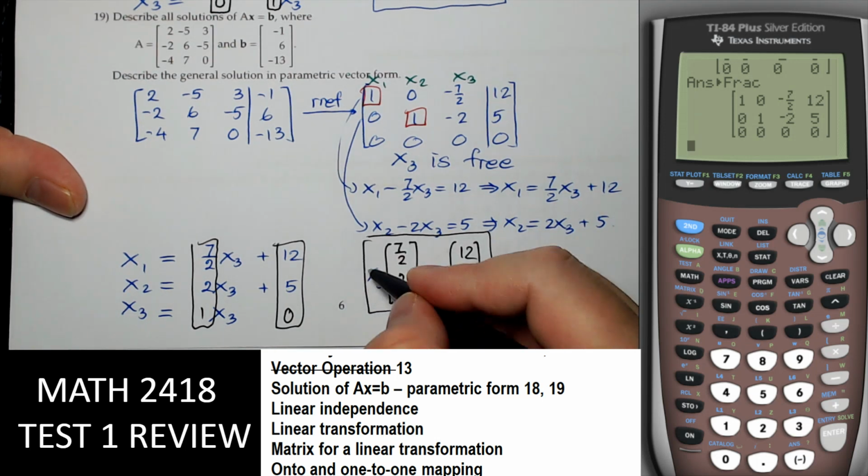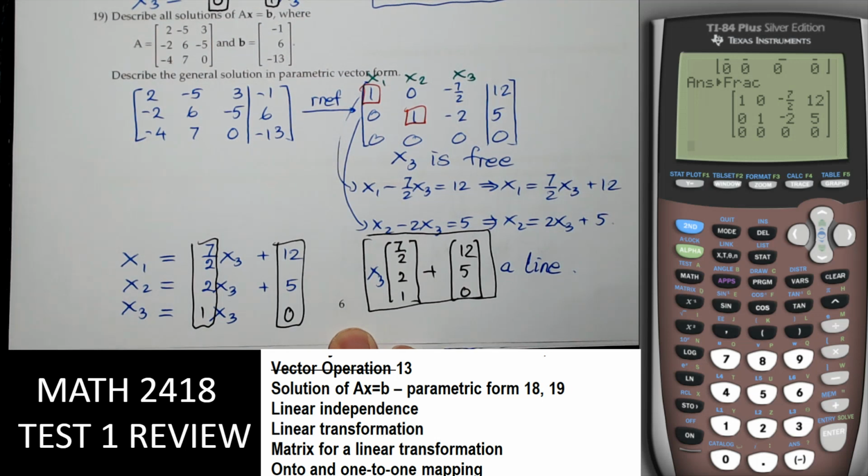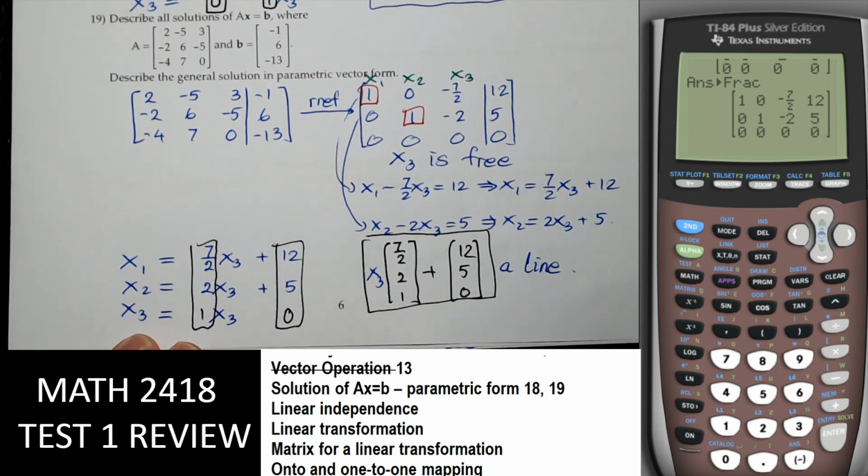As we see, it has one parameter, so the solution represents a line. Right, so we have that.